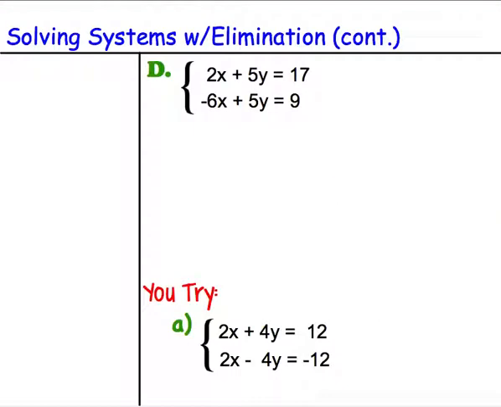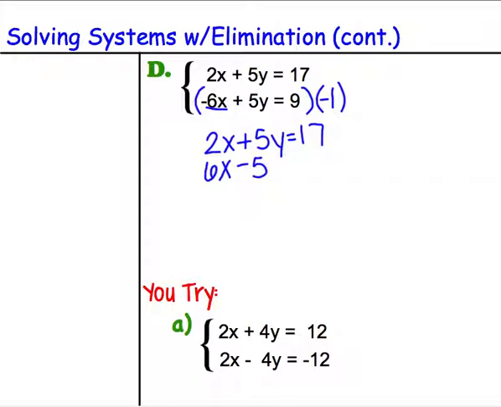Our next example is 2x plus 5y equals 17 and 6x plus 5y equals 9. It doesn't really matter which one you multiply by -1, just make sure you make a note of it. I'm going to choose this second one because this x term is already negative. So I'm going to mark down that I'm going to multiply by -1, which will leave my first equation still 2x plus 5y equals 17. And this will then make it positive 6x minus 5y equals -9.